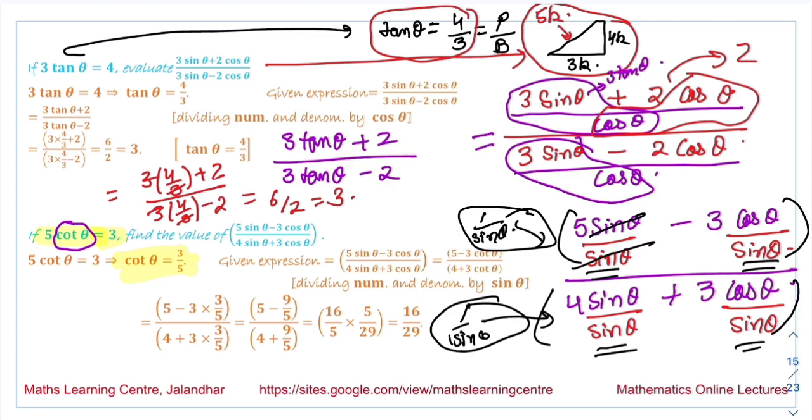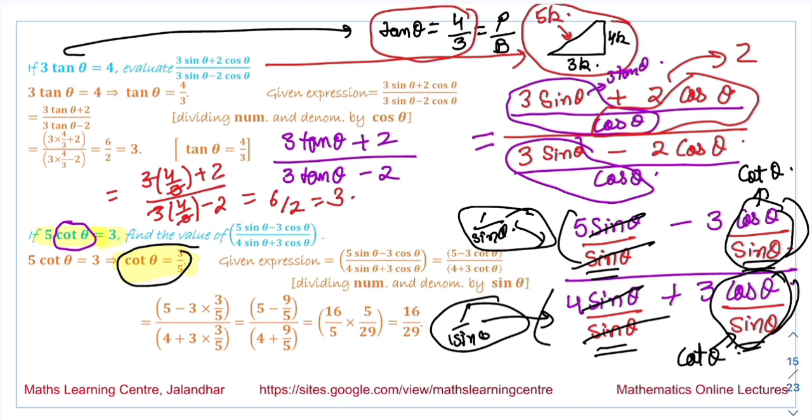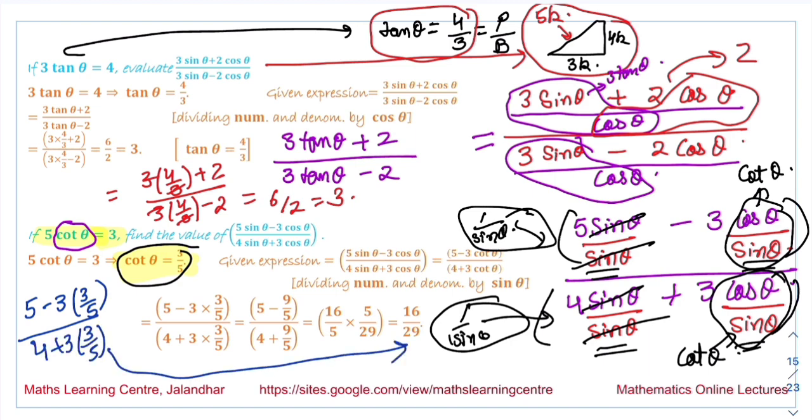This sine theta cancels. Cos theta over sine theta will become cot theta. The value of cot theta we have is 3 by 5. So the final answer we will get is 5 minus 3 into 3 by 5 over 4 plus 3 into 3 by 5, and on solving this the answer we will get is 16 by 29.